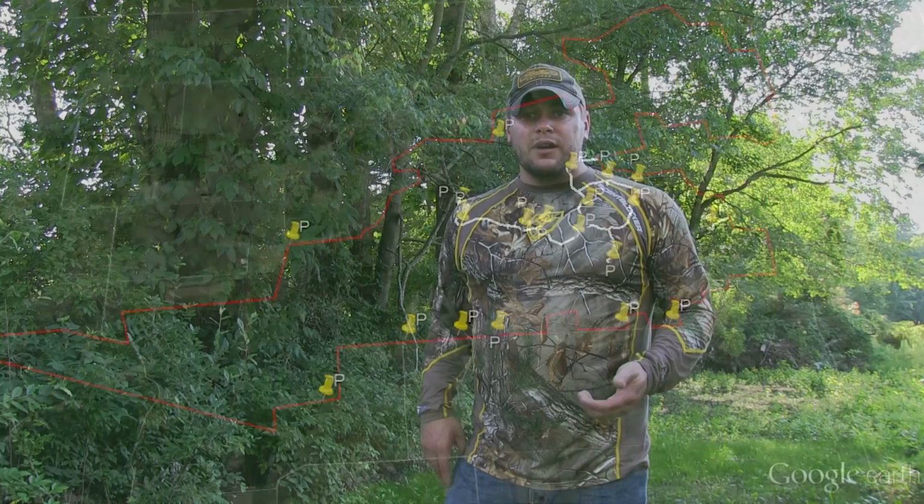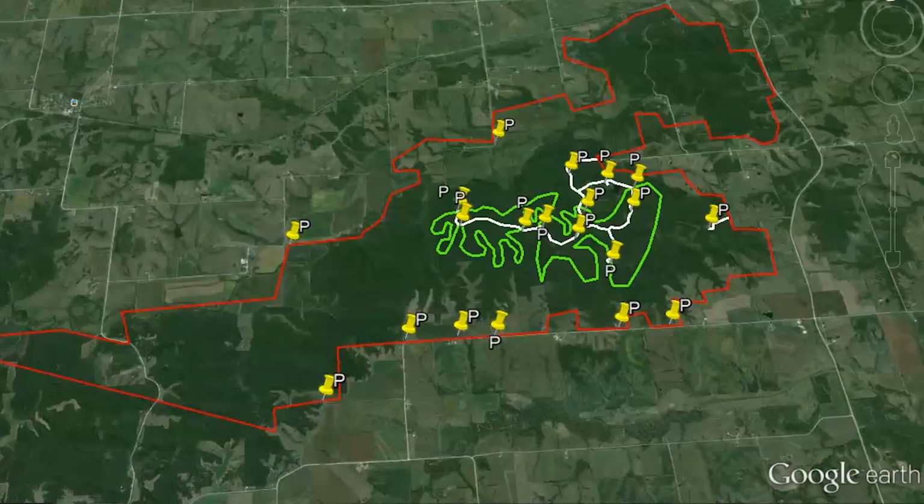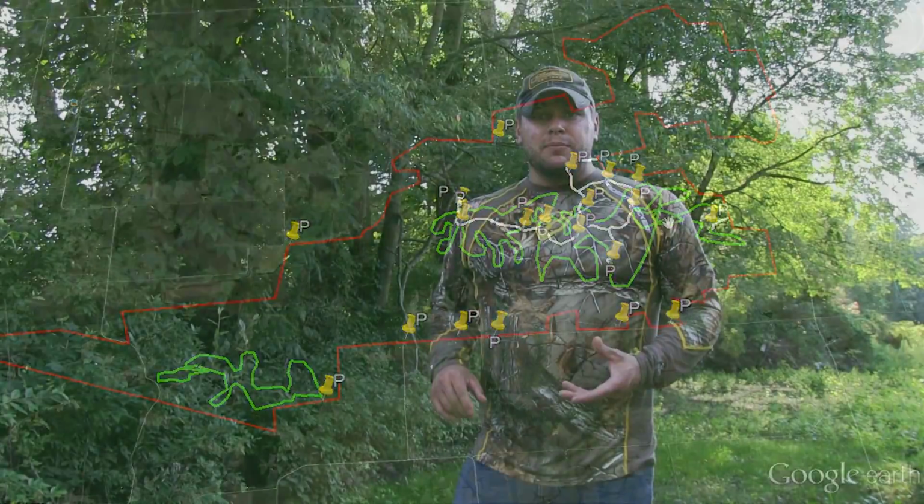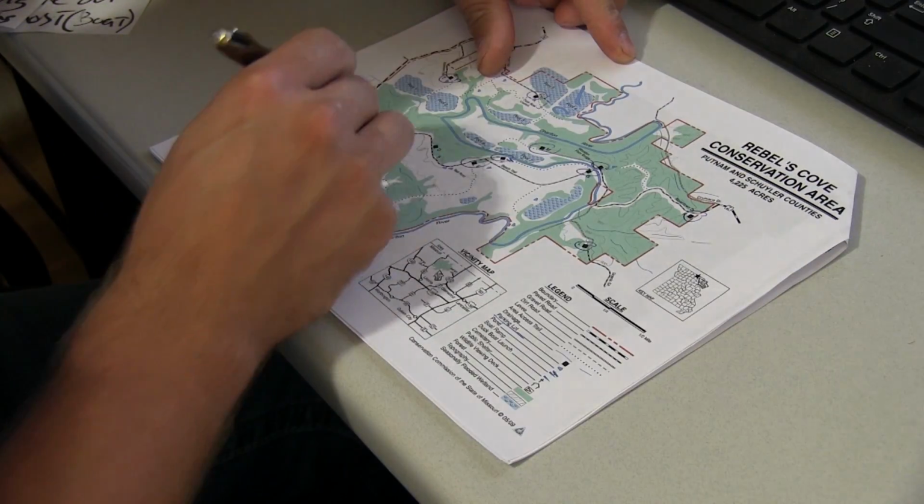And really, to wrap it all up, the last thing I do is I make a map. Whether it's on Google Earth and I draw in all the hiking and biking and equestrian trails and parking areas, or I just print an aerial map off and go ahead and do it all by hand just using a Sharpie. You can identify, circle those areas of interest, mark possible stand locations.